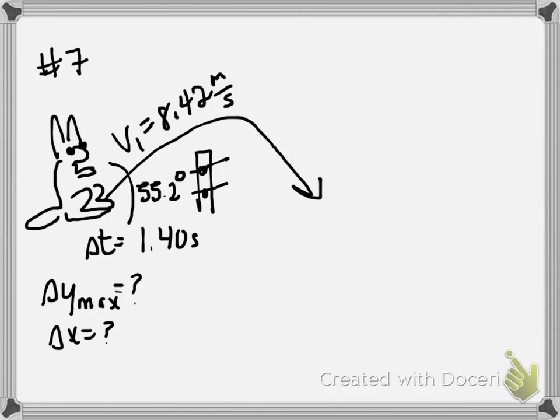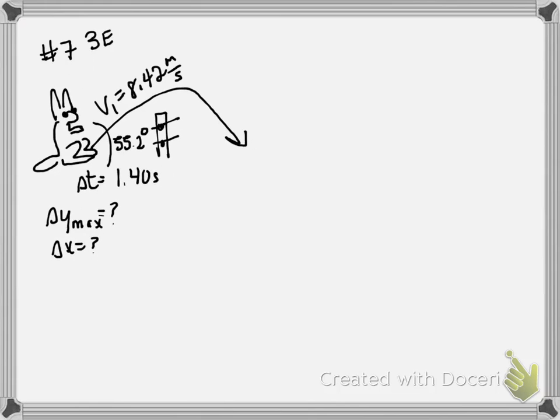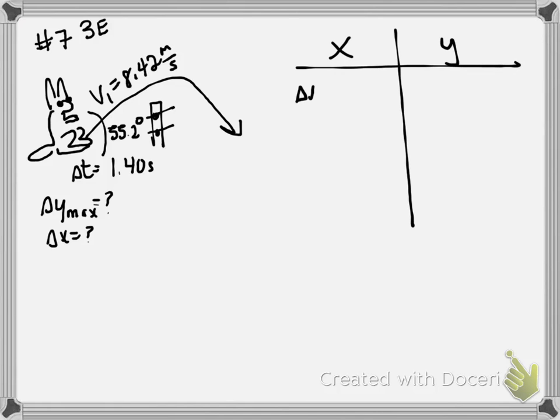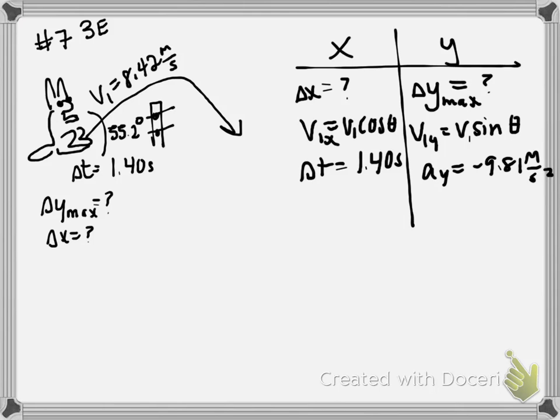Alright, wait, what was the question? This is number 7 on the 3E packet, the scared kangaroo. Oh, so I will be shot if I start on number 7. Okay, don't do it.